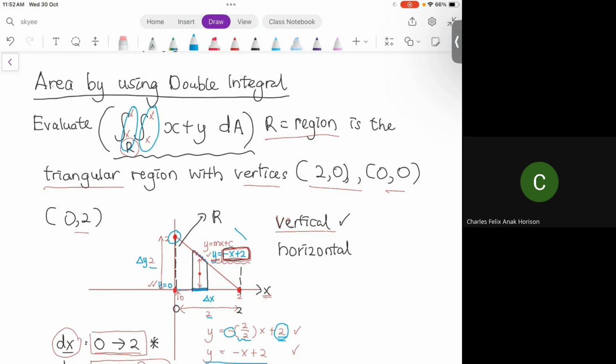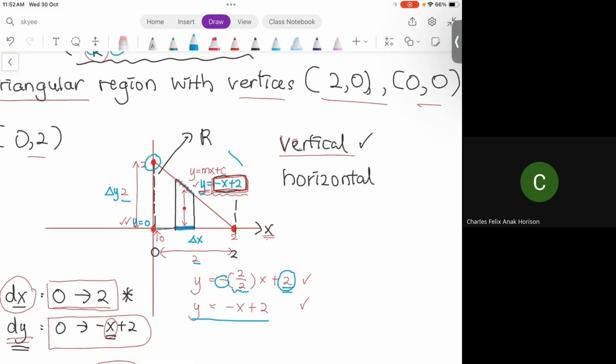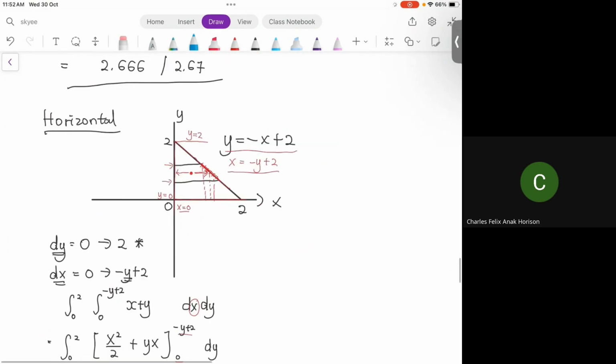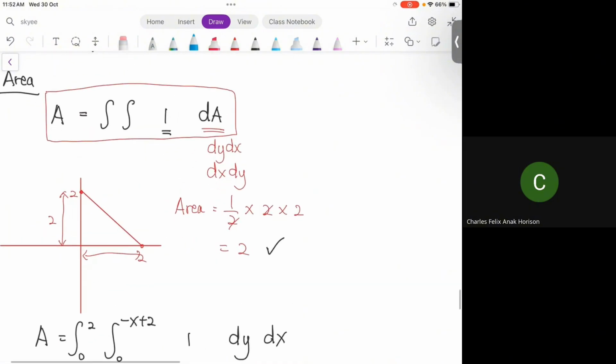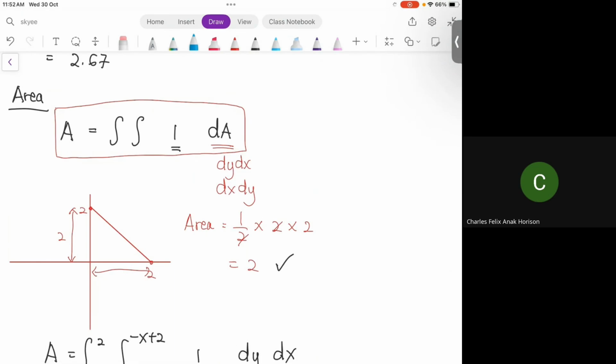Like in this example, they just tell you that R, the region, is actually a triangle. So you have to apply the vertical strip technique or the horizontal strip technique to solve it. And if you want to find the area, this is the formula. The way to define the interval is exactly the same as in the previous example. After you find it, you proceed with the double integral and you can find the area of the region.